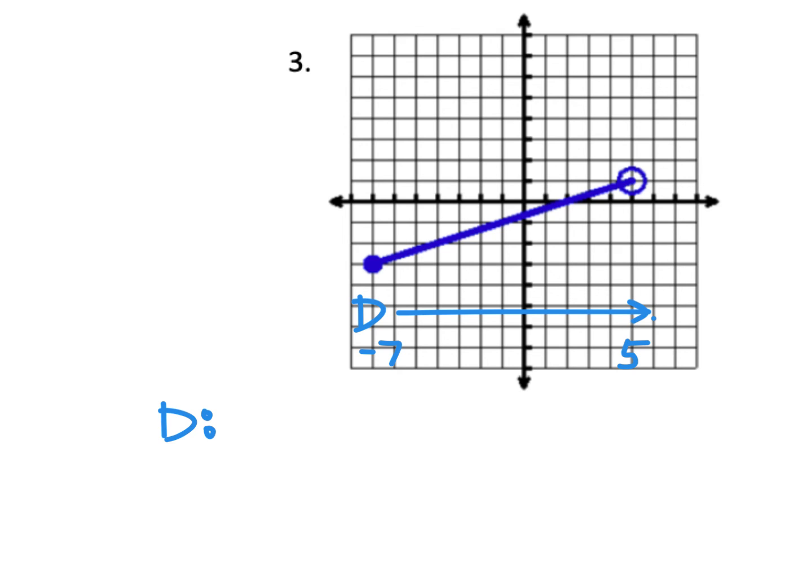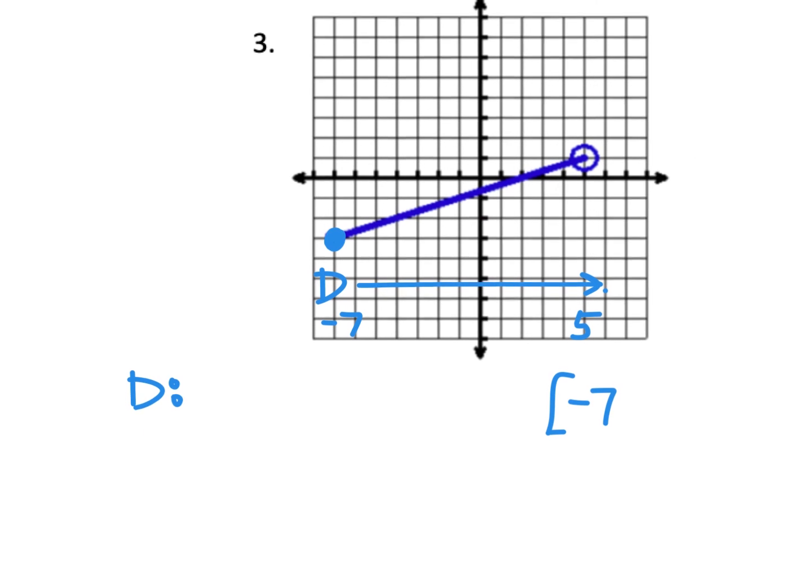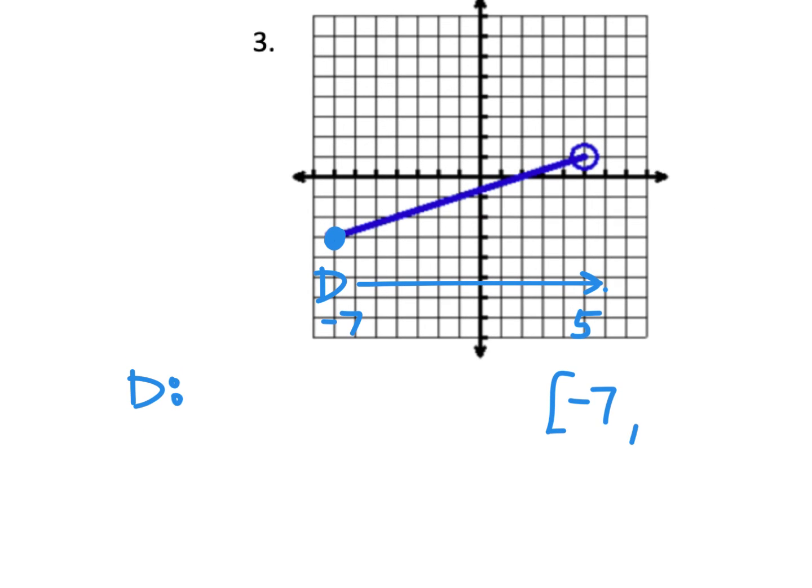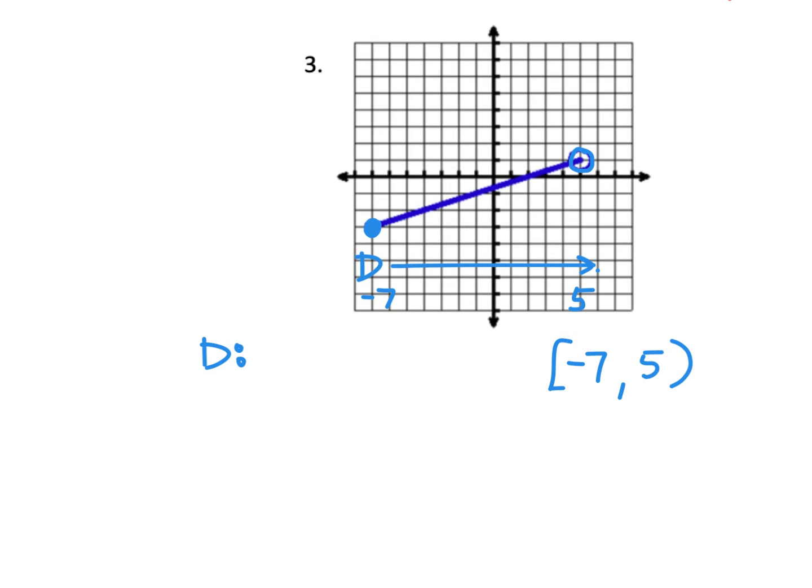Okay, we're going to do the interval notation first. I think it's easier. You see I have a closed circle here? That means that you have to use a bracket because it's closed. And then you have an open circle on the other side. So you have to use parentheses. So that's the difference between them.